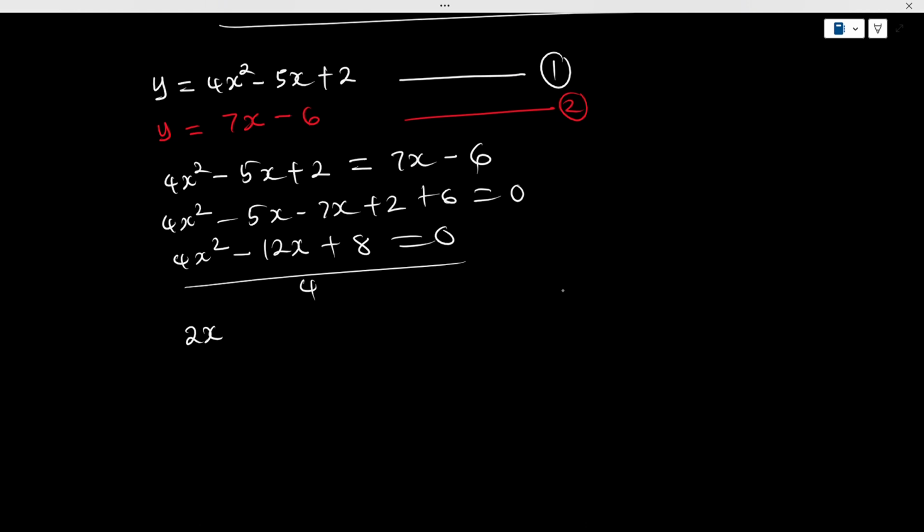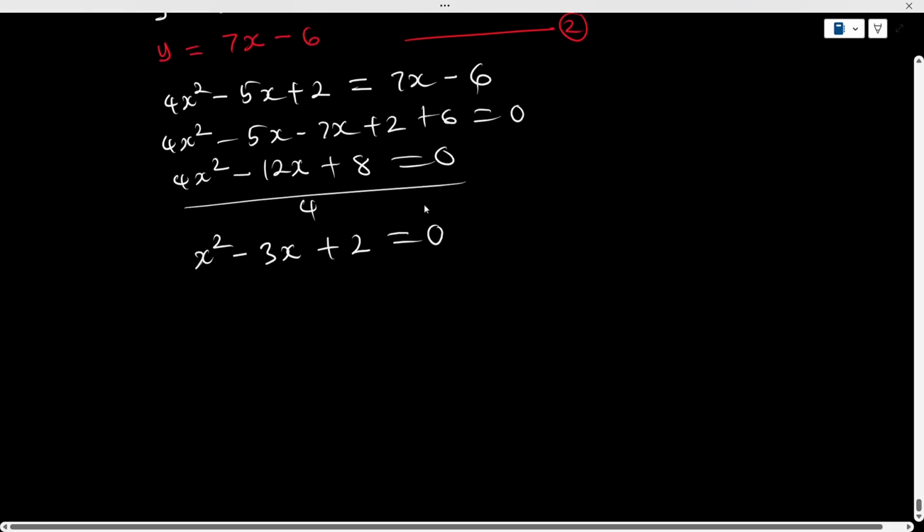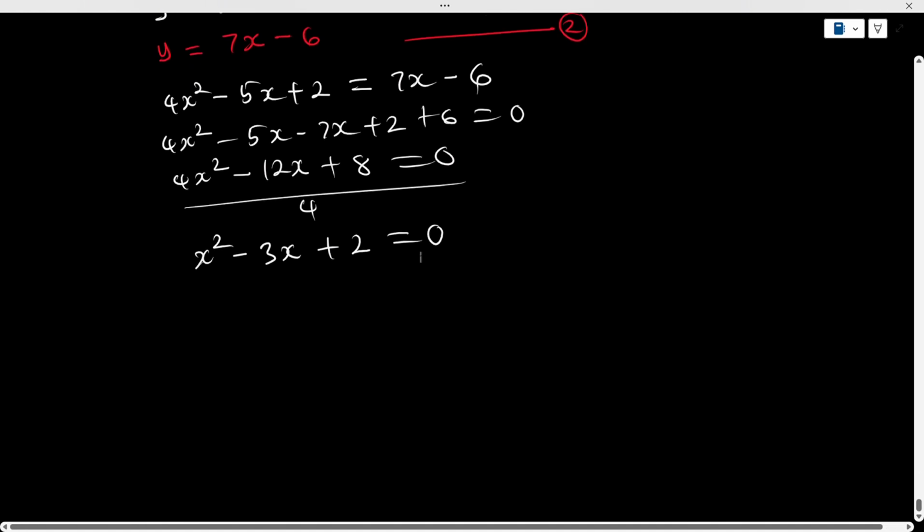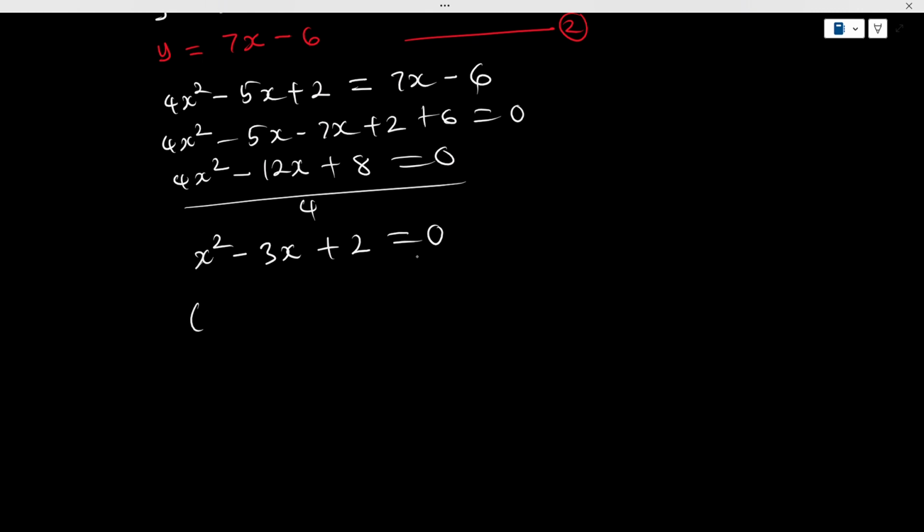If you divide by 4, we're getting x squared minus 3x plus 2 equals 0. Now we can use a little bit of quadratic equations skills here to split the middle term. So we're going to have something like x minus 1 times x minus 2 equals 0.